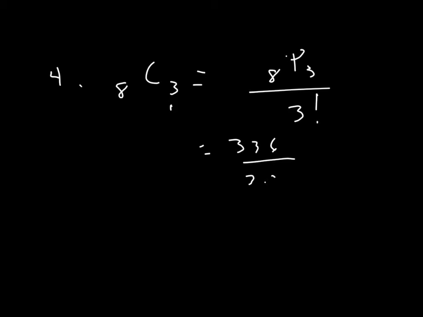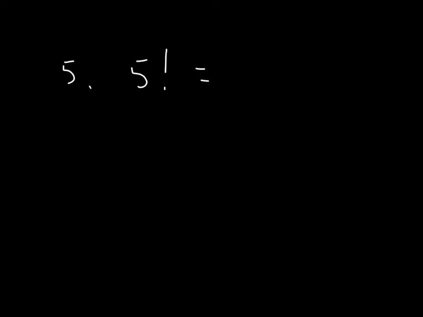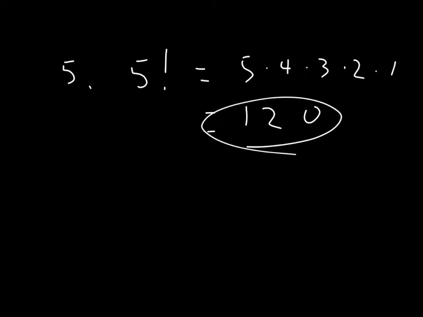divided by 3 times 2 times 1, which is 6. And when you divide 336 by 6, you get 56. Put it on your calculator, you get the same answer. So I just took a little shortcut. There's no need to figure out what this was again, because we already did that in number 3. 5 factorial equals 5 times 4 times 3 times 2 times 1. And when you do the multiplication, you get 120.